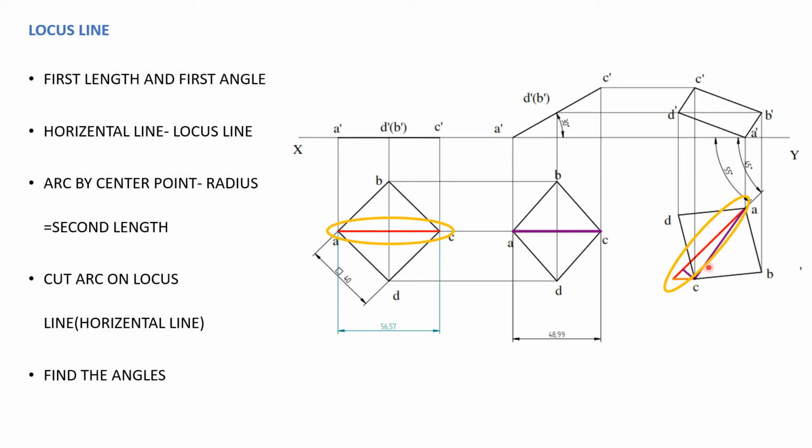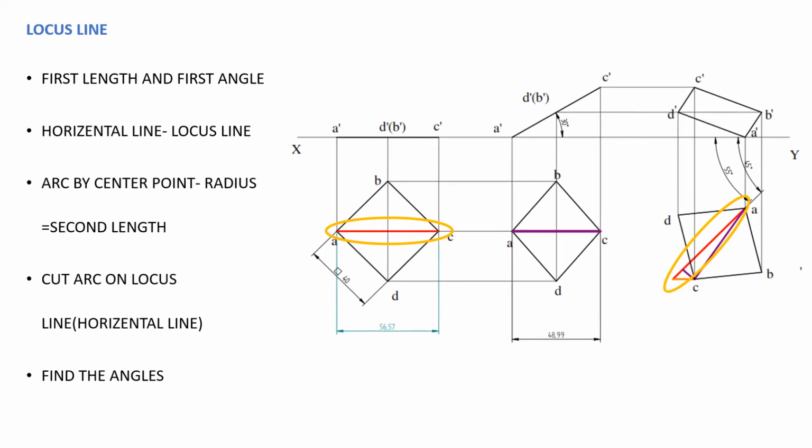Once we take that one, from this end we are going to have a horizontal line. That is what we have specified here, a horizontal line, and that line itself we are going to call a locus line. And the second point is an arc with center point, the radius equal to the second line, that is this one. Okay, that means from the same end of this red line you need to cut an arc on this horizontal line which is equal to the second length. Okay, next cut an arc on the locus line, that's what we did, and find the angle. That is nothing but the beta line which we are going to represent, and that is going to be the beta inclination.